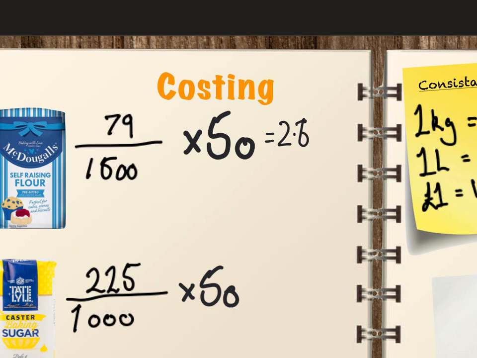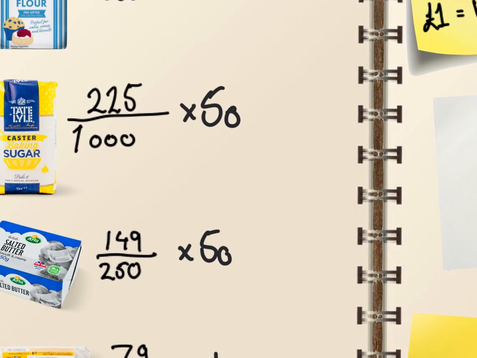Now, you obviously all know that we don't get 2.6 pence, so we need to round that up to 3 pence. Now, with the sugar, it's the same. It's 225 divided by 1,000 times 50 equals 11.2 pence. What does that need to get rounded to? That needs to get rounded to 11 pence.